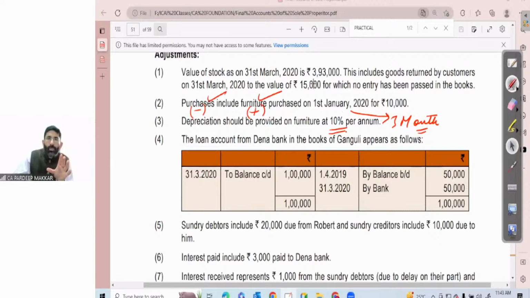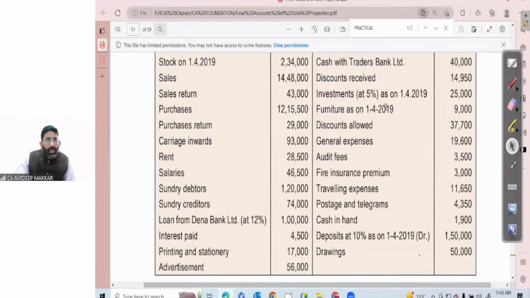Two major treatments are there, 10,000 rupees. Remaining, while charging depreciation, you should keep in mind that it has been purchased on 1st Jan 2020. So the right way is to mark it, mark here that there is some adjustment. For your understanding, and for your exams, mark here like this, because we can't write too much in the question paper, that there is some adjustment in purchases and some adjustment in furniture.